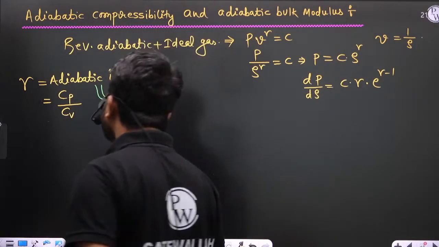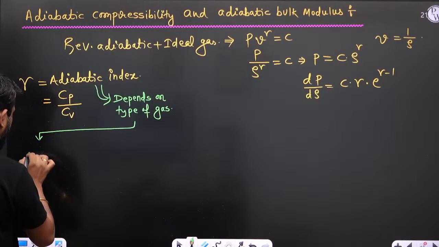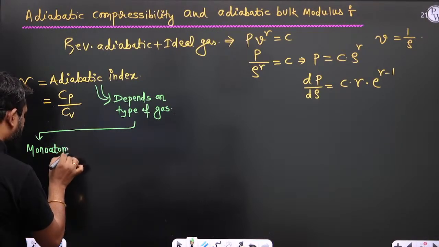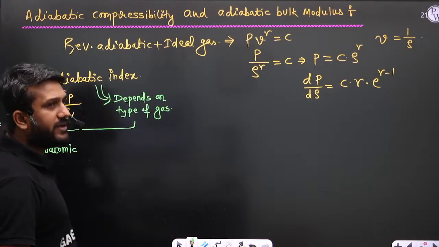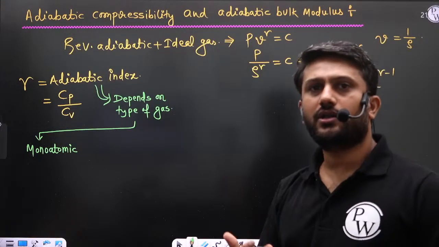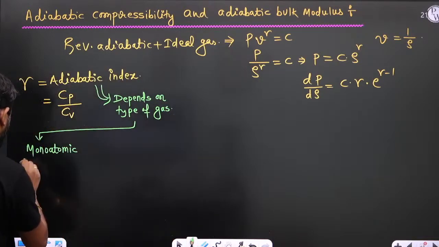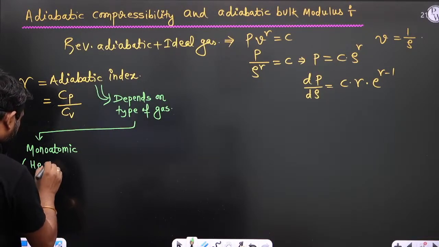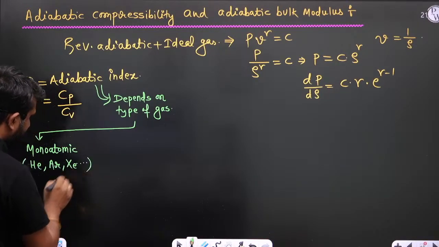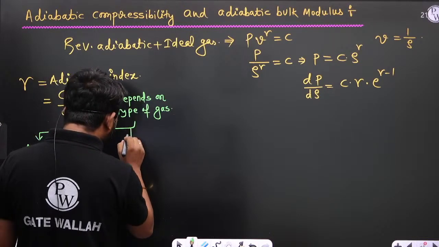Type of the gas means your ideal gas may be monoatomic, single atom, like helium, neon, argon, xenon. So your ideal gas may be monoatomic. Your ideal gas may be diatomic.